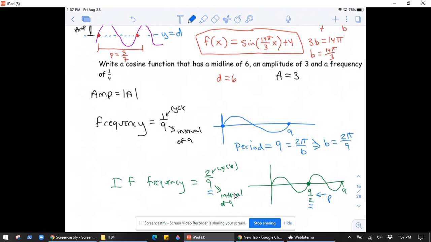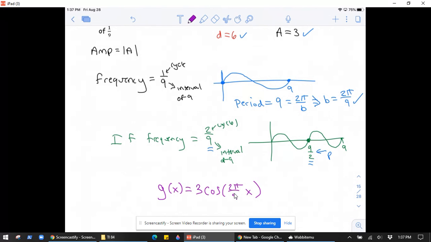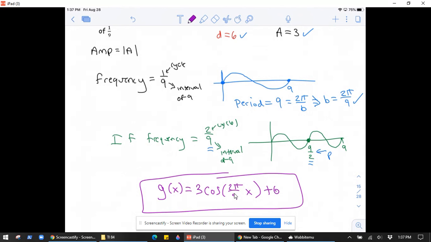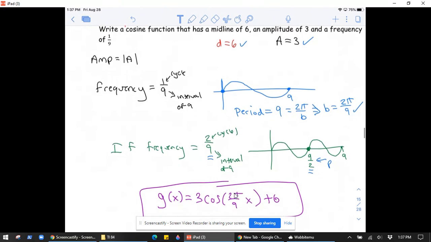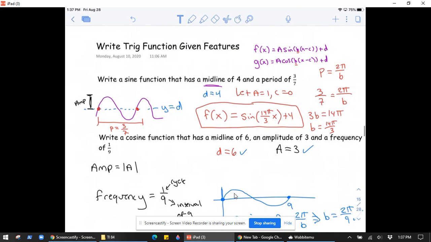And so now we've got everything we need. We've got our d, our a, our b, c we have free choice for, and according to the directions I want to make this a cosine graph. So g of x equals a is 3, cosine, our b value is 2 pi over 9. Let's make c 0, so no shift, and our d is 6. That equation would satisfy these conditions above. And of course, it's not the only answer. These aren't the only two answers, but they work. And hopefully this gives you some insight into how you can think about these problems.